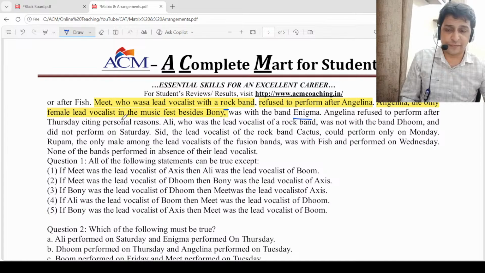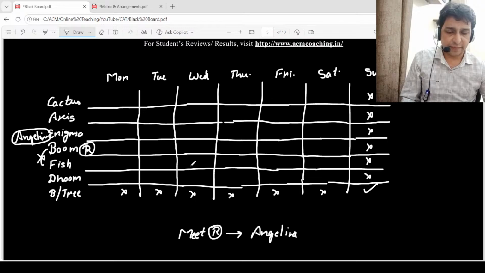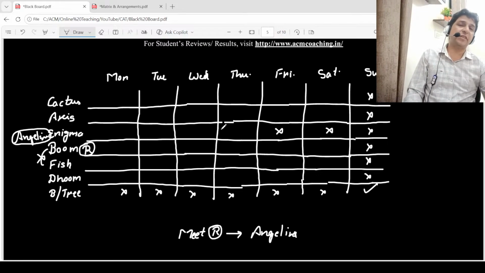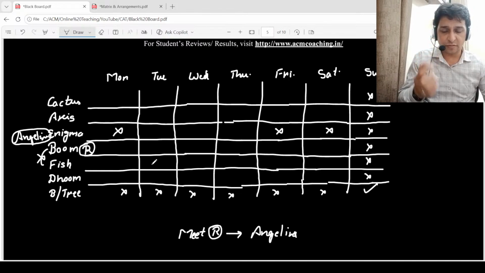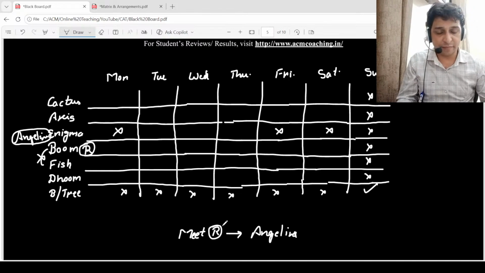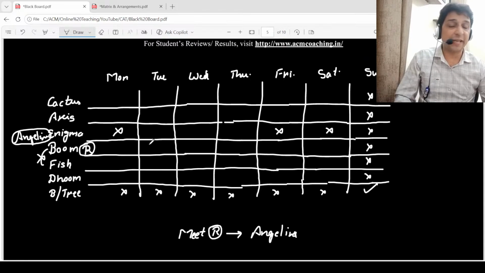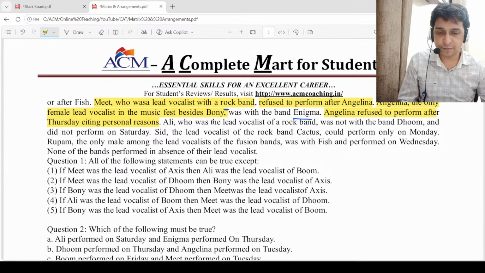The next line we have: Angelina refused to perform after Thursday. That means Enigma cannot perform on Friday, cannot perform on Saturday. It can only perform on Monday, Tuesday, Wednesday, or Thursday. Not even on Monday, because Meet has to come before her. So Enigma cannot perform on Monday also.